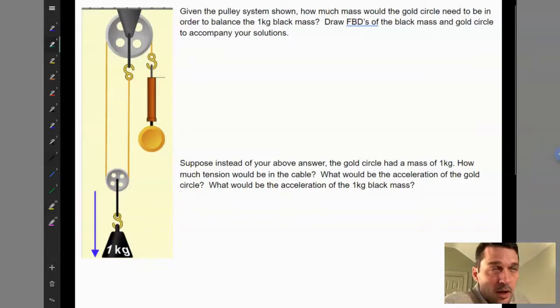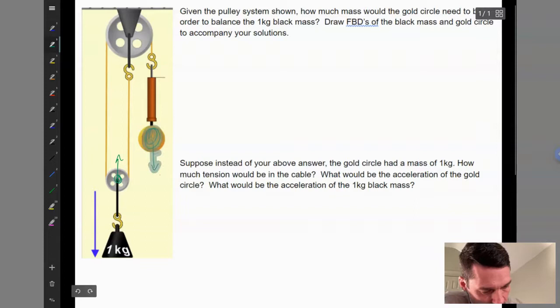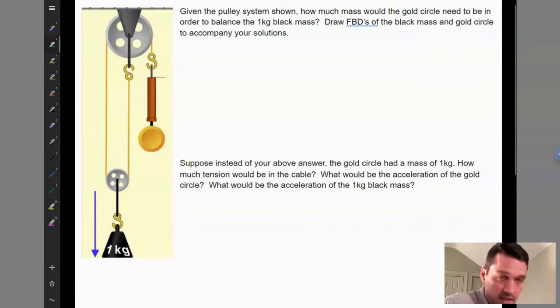Here's an example of a problem where we've got an interesting pulley system such that the object that is doing the pulling, this gold thing right here, is going to move more than the object that's being pulled as a result. And because the gold thing moves more, it's not going to have the same acceleration because it's going to move a different distance in the same amount of time.